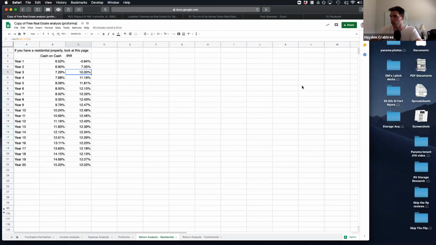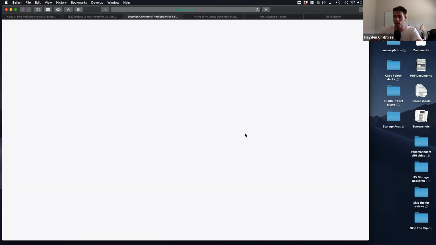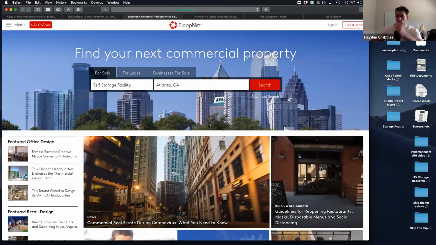If we wanted to quickly look at commercial, you guys can do the same exact process on commercial properties. I'd recommend going to LoopNet. And again, you don't have to look in just your backyard. Look around to properties that make sense in the right markets.